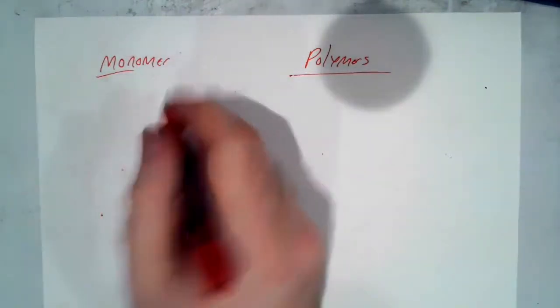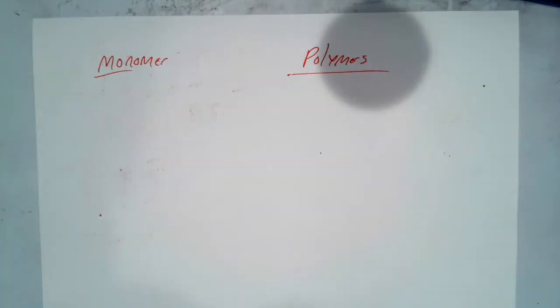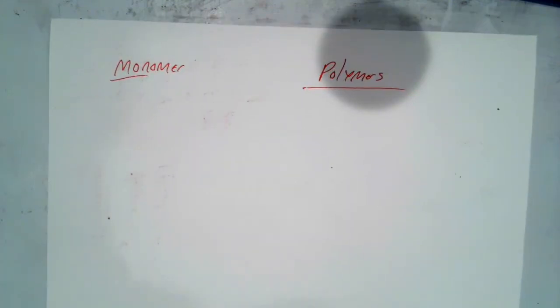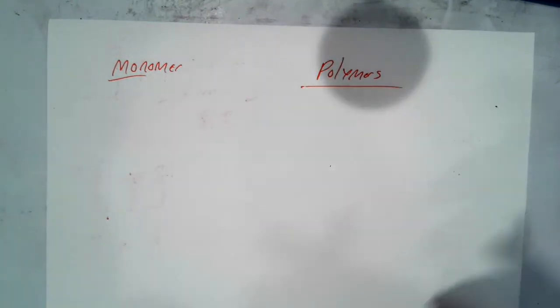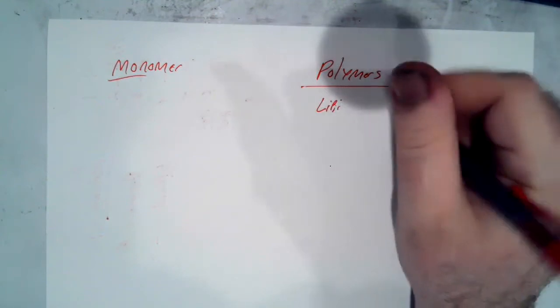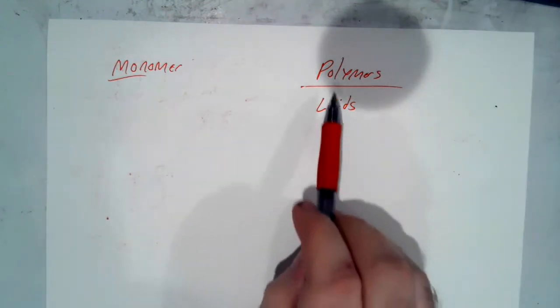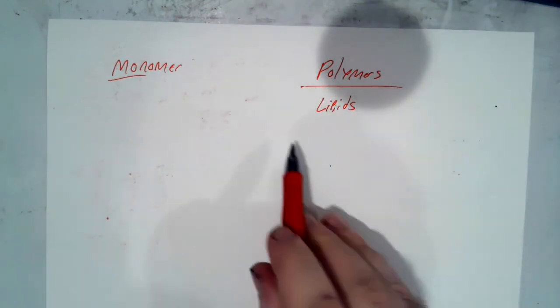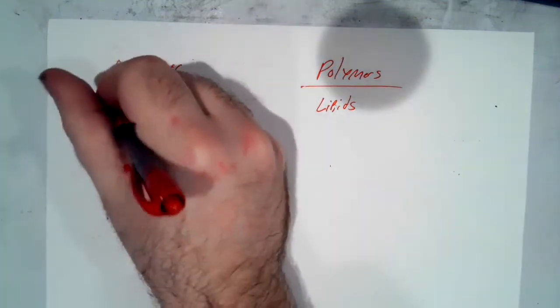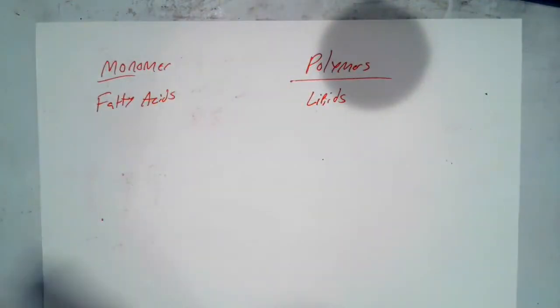So just to give you a few examples of each. A monomer is a building block, right? Because mono means 1, poly means many, and this is the final product. So in this case, let's take the polymer first. So a polymer here would be lipids. All right, so if the polymer is lipid, I want to know what makes up a lipid. What's the monomer of a lipid? Well, it would be fatty acids. Fatty acids make up lipids.